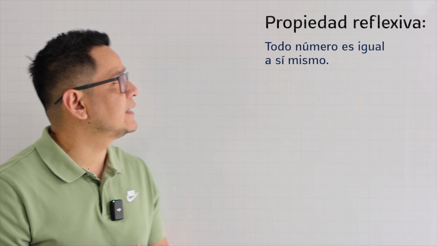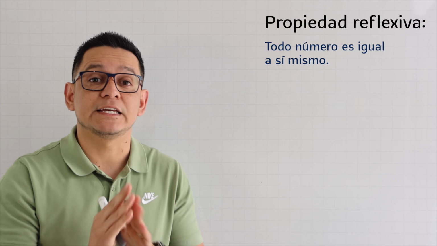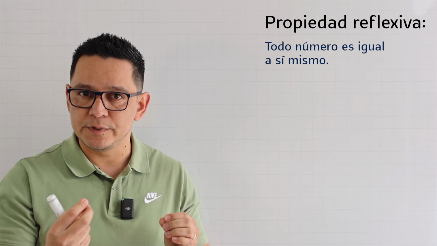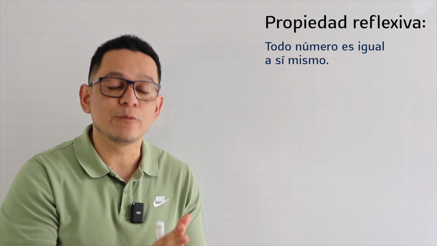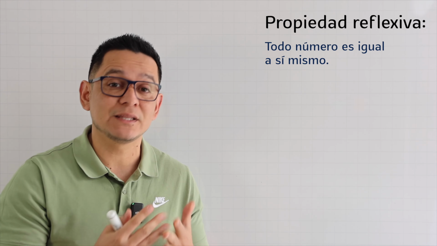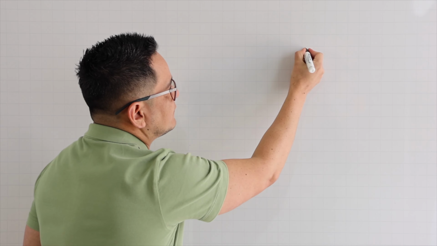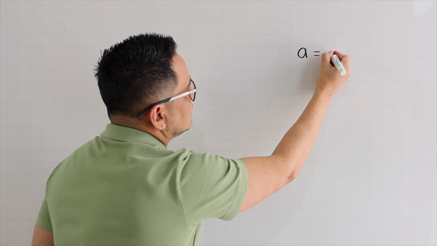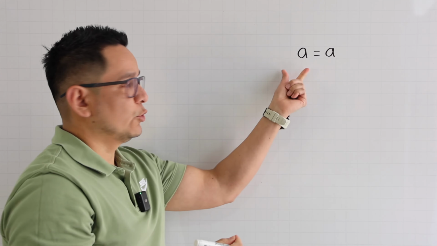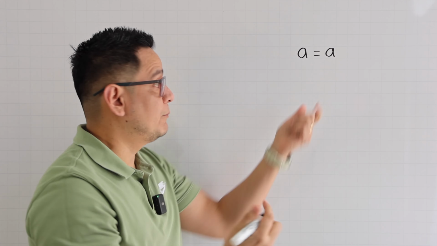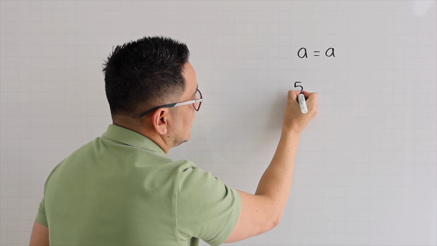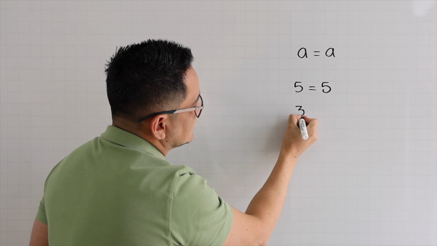We'll start with the reflexive property, which tells me that every number is equal to itself. I know it's very obvious, but that's what the first property we're looking at says. Every number is equal to itself. We can represent this in the following way. Let's say that A stands for any number. The number is equal to itself. For example, 5 is equal to 5 or 3 is equal to 3.